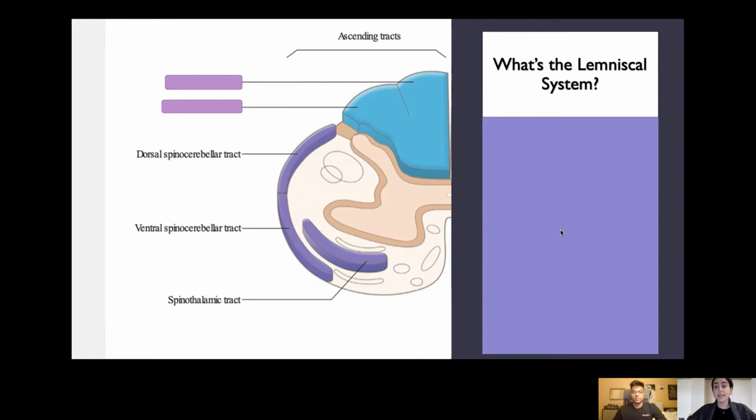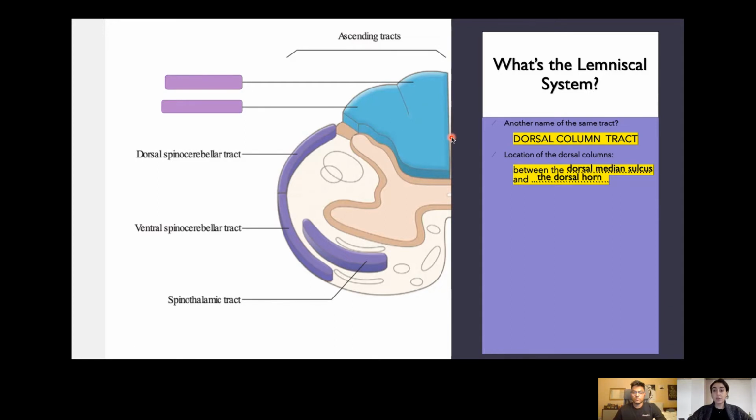So what's the lemniscal system? The lemniscal system has also another name. We mentioned it before. So the other name is the dorsal column tract. And where is it located? The location of the dorsal columns is between the dorsal medial sulcus, which you can see here, and the dorsal horn over here.